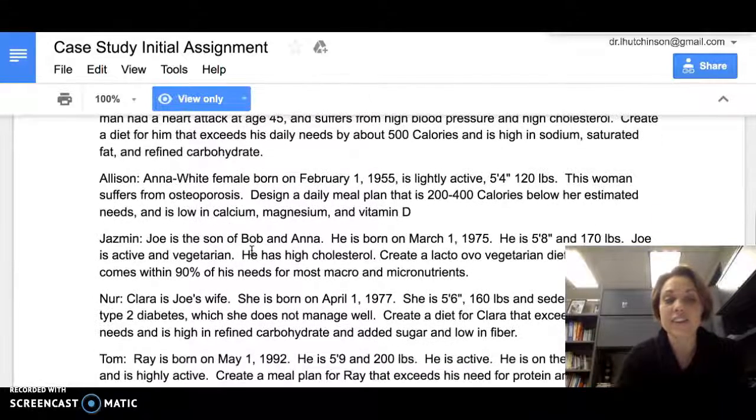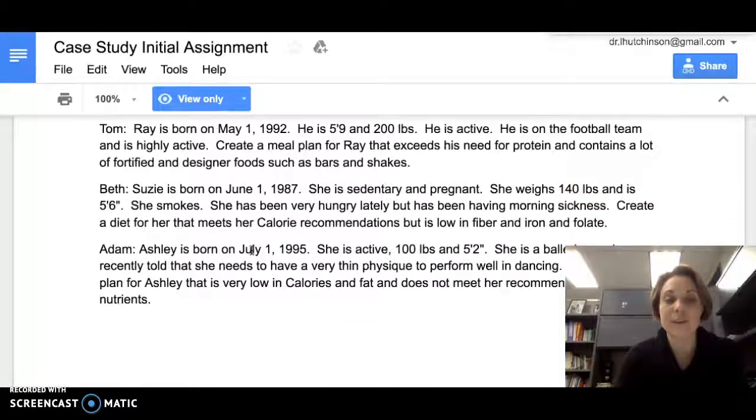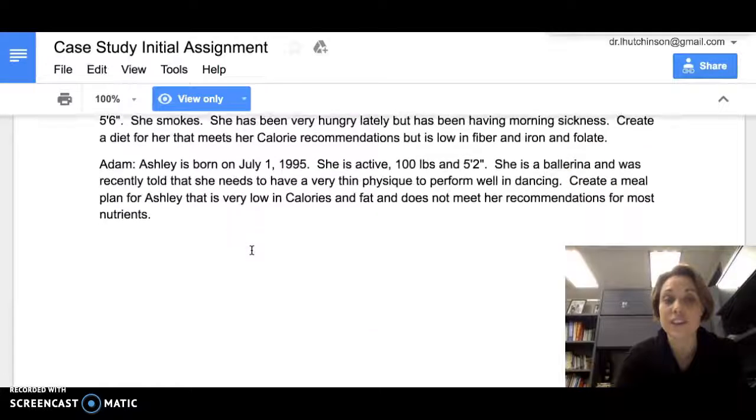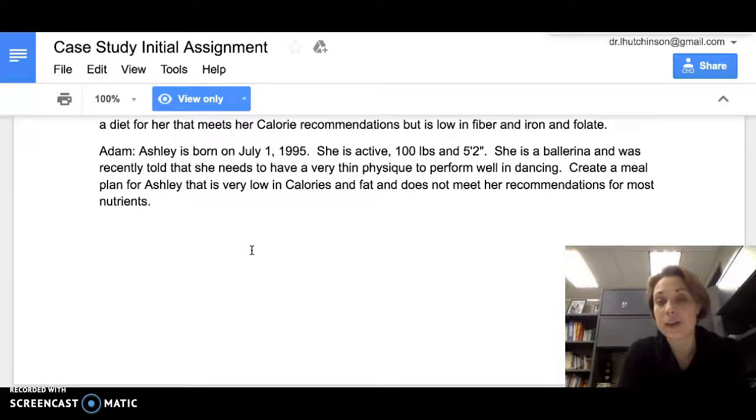On the other hand, on the other side of the coin, we have Ashley, who's active, 100 pounds and 5'2", and is a ballerina, and she has a diet that's very low in calories and doesn't meet her recommendations for most nutrients. So this might be sort of what your profile looks like when you're thinking about how am I going to design a one-day diet for one of these people. So think about that as you are creating your personal case.